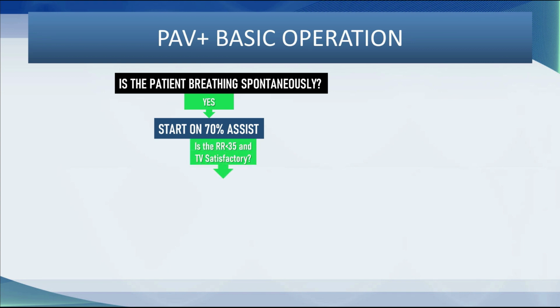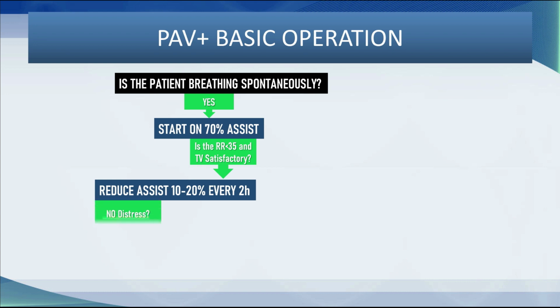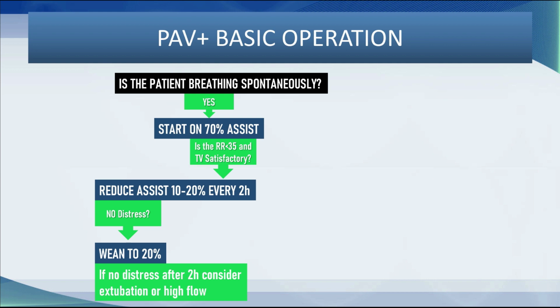If after a period of time the respiratory rate is less than 35 and the tidal volume is satisfactory, what we're going to do is reduce the assist by 10 to 20% every 2 hours and follow the patient along. If they remain non-distressed, we're going to wean down to 20%. If they're on 20% for an hour or so and there is no distress and the patient is awake and they're obeying commands, they're protecting their airway, and you're not suctioning them 3 or 4 times an hour, then go ahead and extubate the patient or put them on high flow.